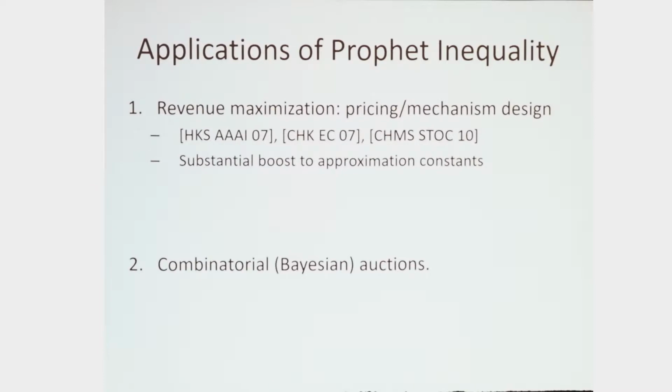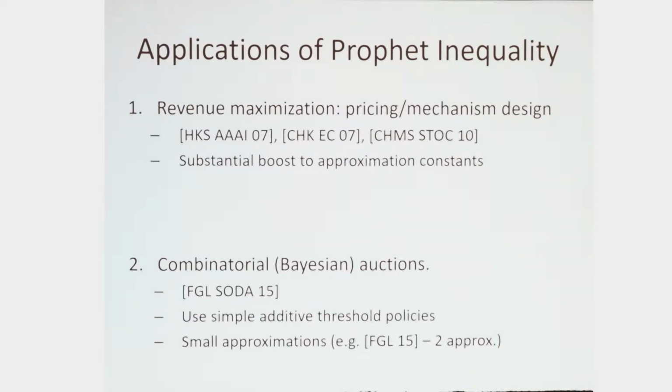Another line of work, which is much more recent, is on combinatorial auctions, but in the Bayesian setting. It started in 2015 with the FGL paper. A couple of remarks on this line of work: people use pretty simple forms of profit inequality, really simple additive thresholds. And the approximation they achieve with these thresholds really matches the basic profit inequality. The FGL paper gives an approximation of 2.